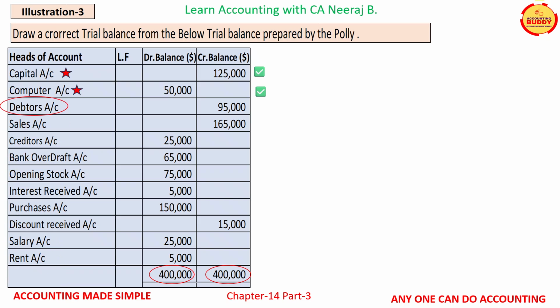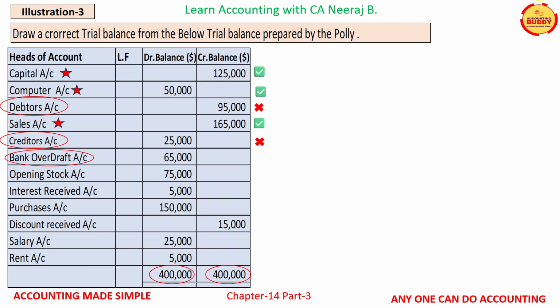Debtors is an asset of the business and should be placed in the debit column. Therefore, in this illustration, the debtor account is wrongly placed in the credit column. Sales is a revenue account of the business and therefore it will be placed in the credit column. Creditors are the liabilities of the business, therefore they should be placed in the credit column. However, in this illustration, the creditors account is wrongly placed in the debit column.